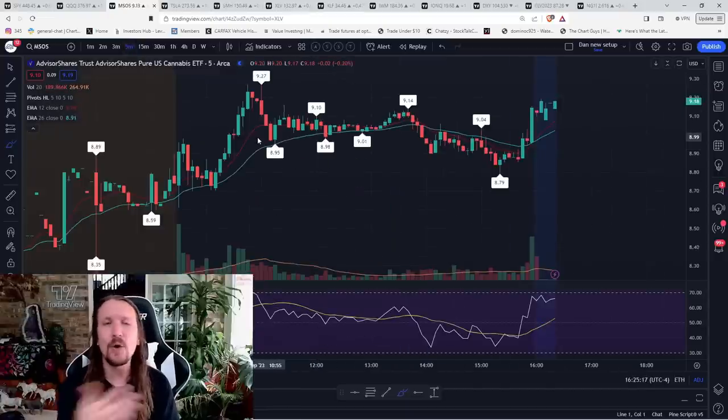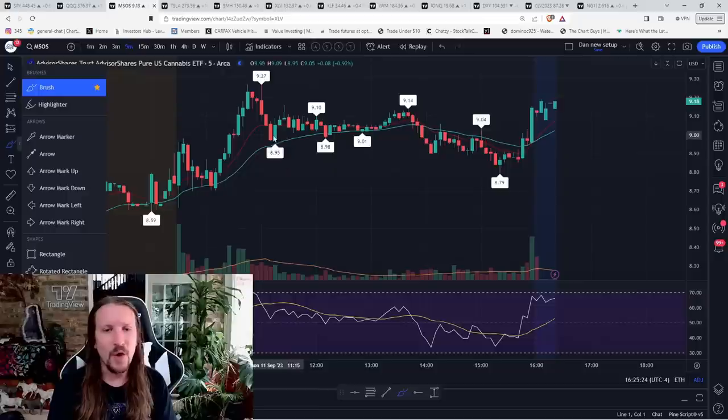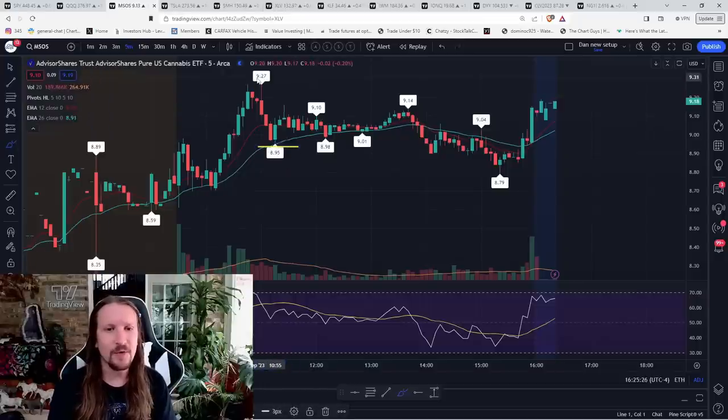I don't want to be chasing. I don't want to buy the top. You wait for a support level to be established and then you play off of that. And so I can look at this and say, all right, 895 is a support level. We pull back, we bounce off that level, and then we hold it.